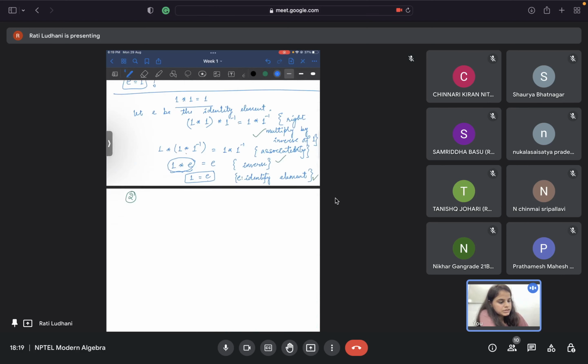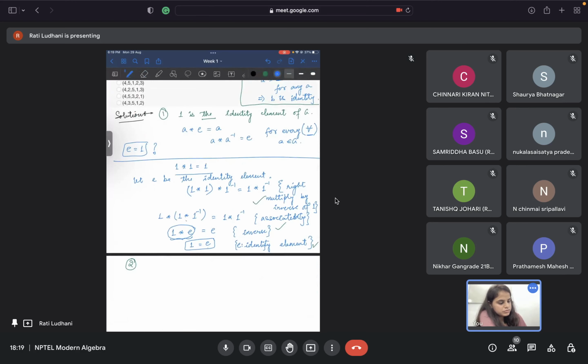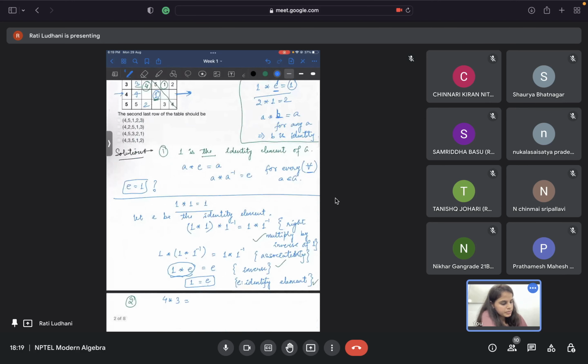So I should write 4 star 3 should be equal to 3 star 4. Better to write: the value of 4 star 3 is 1, so this should be equal to 3 star 4. So why is this happening? Because G is abelian.